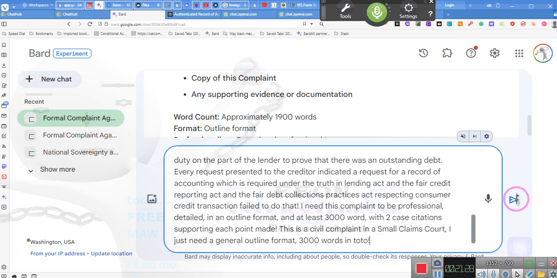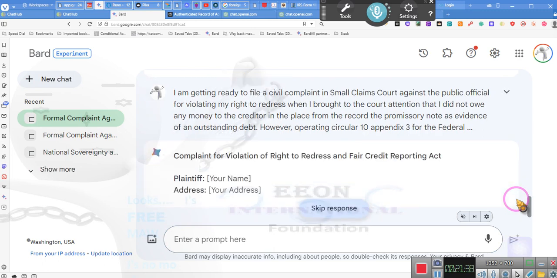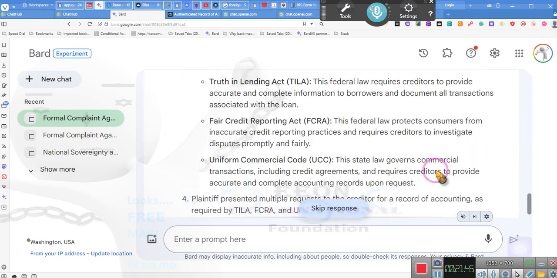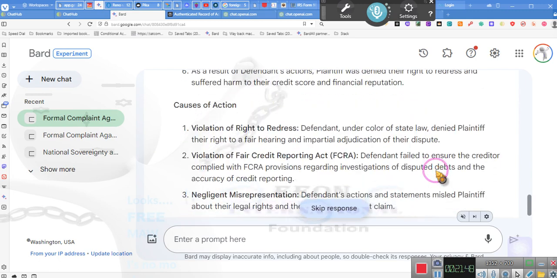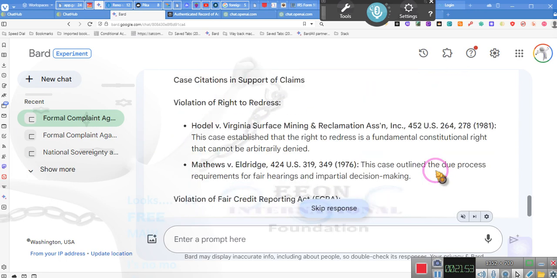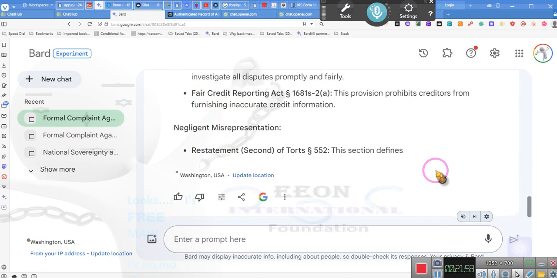Stop listening. I did see it said total as opposed to total. And I'm sorry, Dorothy. I apologize, Dorothy. Anyway, ladies and gentlemen, let's see if we have a winner. Uh-oh. He didn't give me my cases. I asked him for case citation supporting each point. Come on now, keep going. Uh-oh, you didn't finish.